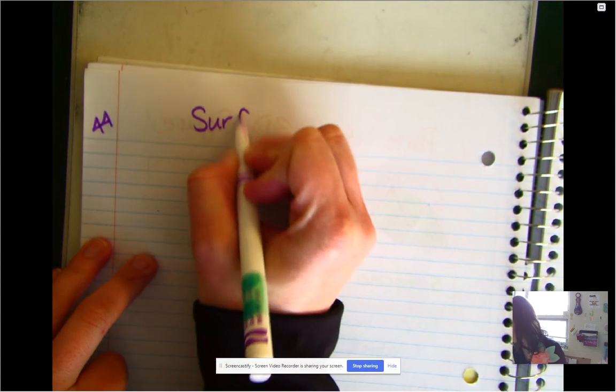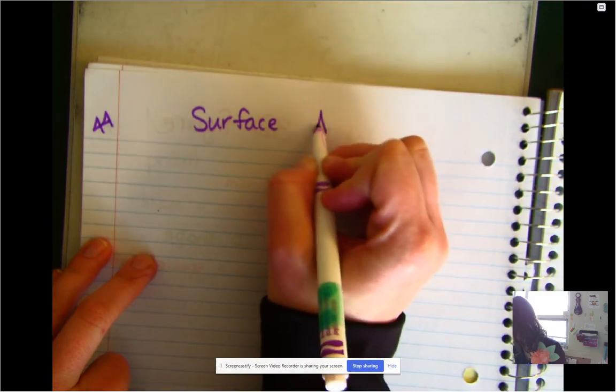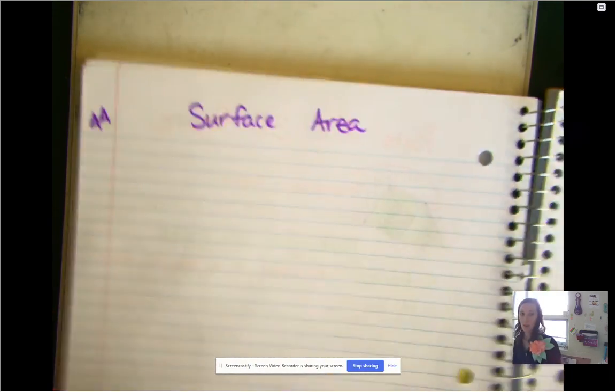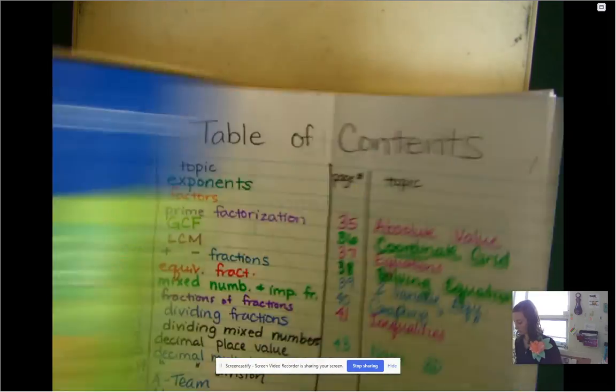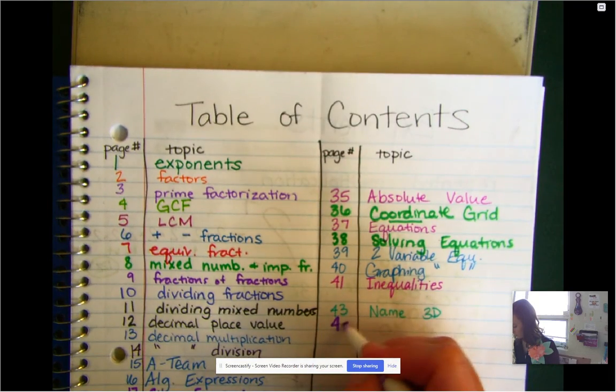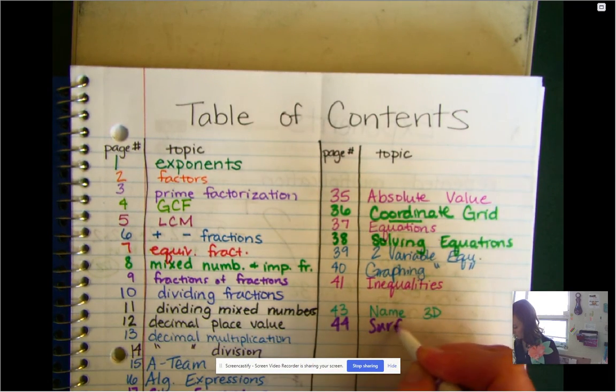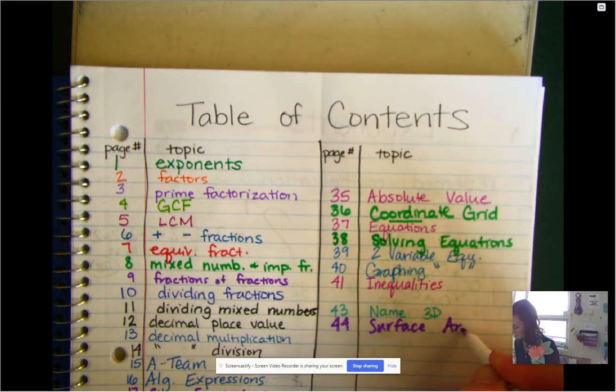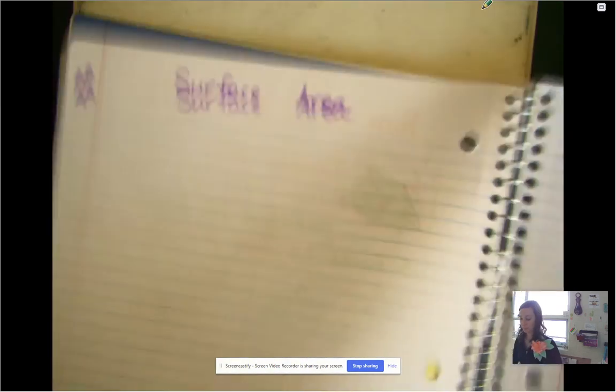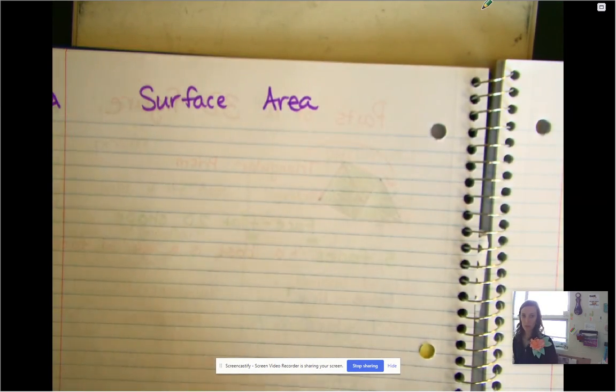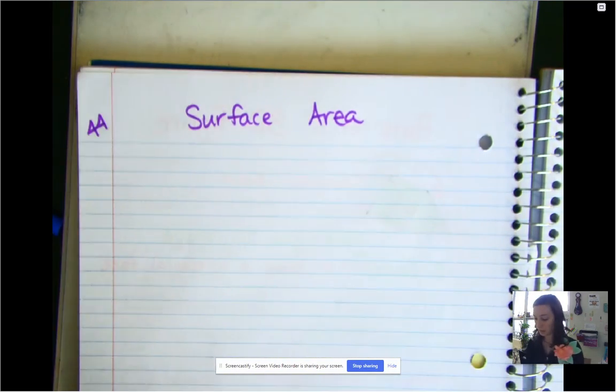We are now on page 44, and we are talking about surface area. All right, so this is fairly self-explanatory.